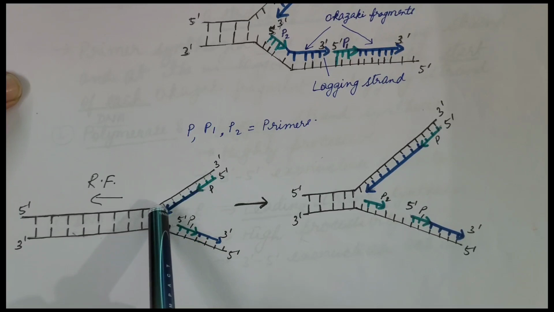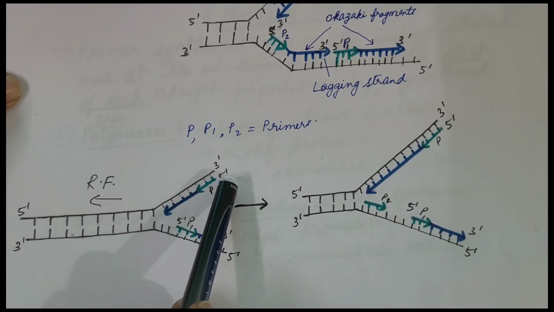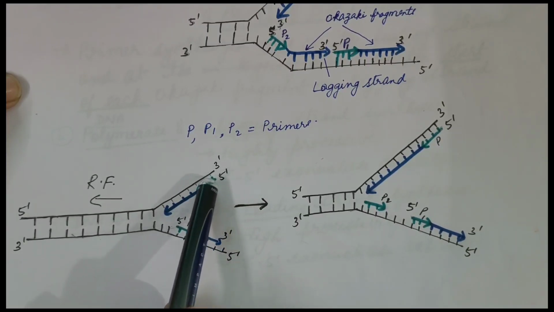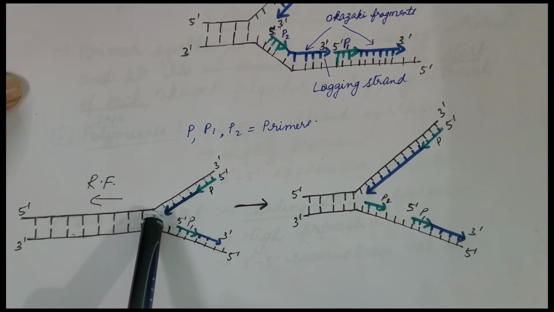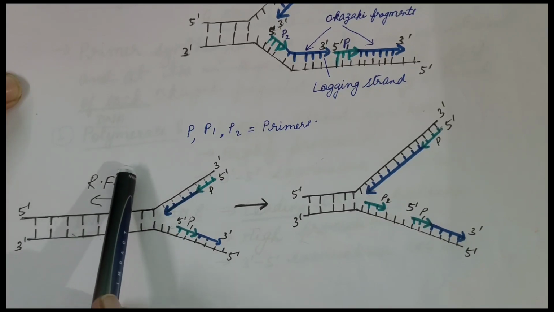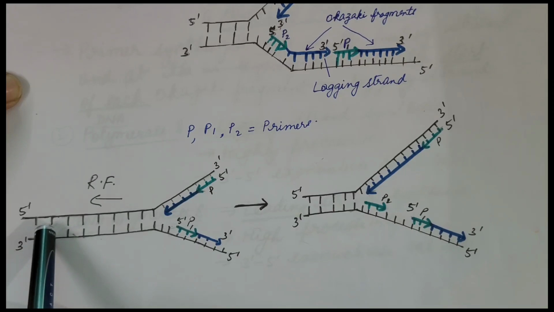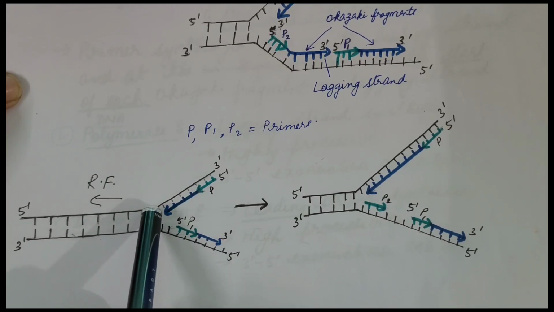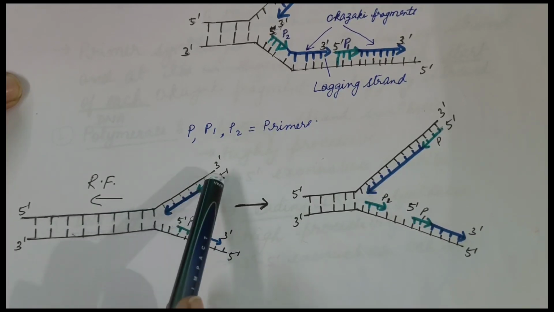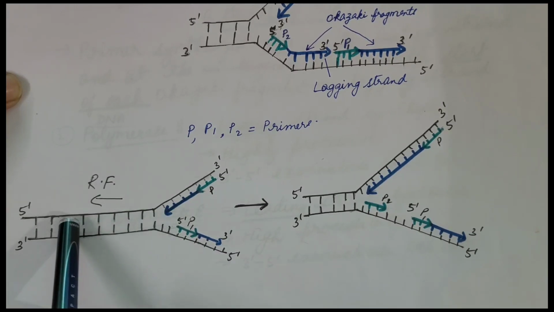So why is this synthesized continuously and this synthesized discontinuously? This is because the new strand is always synthesized in the direction of 5' to 3'. Since for this strand, 5' to 3' is in this direction, it is synthesized in the same direction as the movement of the replication fork. As the replication fork moves in this direction, the double helix of the DNA separates and hence the single strand template for the synthesis of this strand is continuously available. Hence it is synthesized continuously.